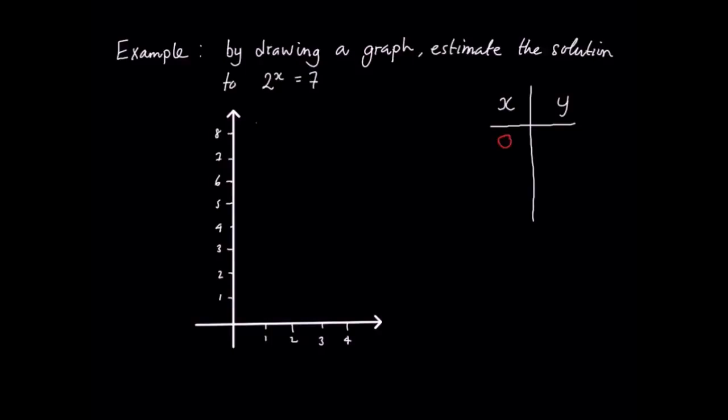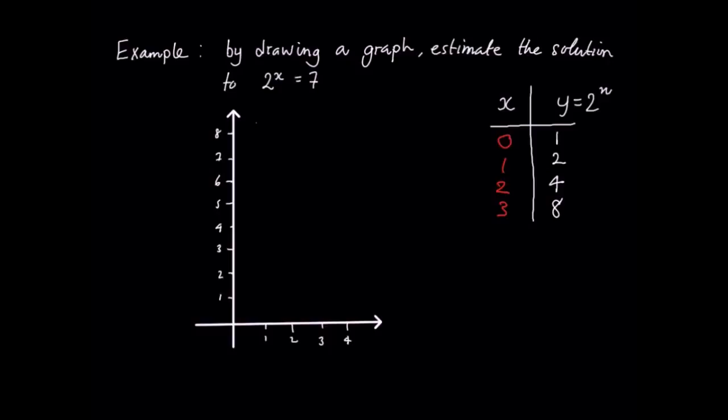So we'll take x as 0, 1, 2 and 3 and we'll write in the y values. So y is equal to 2 to the power of x. In the case when x is 0, y will equal 1. It'll equal 2 when x is 1. y will equal 4 when x is 2. And it will equal 8 when x is 3.